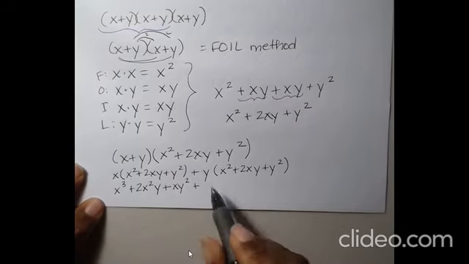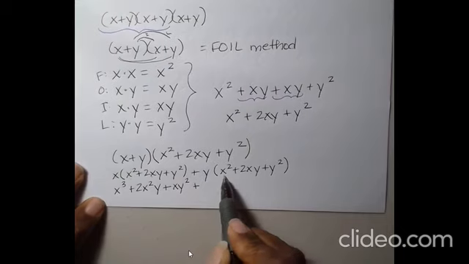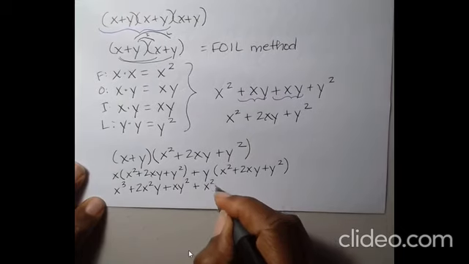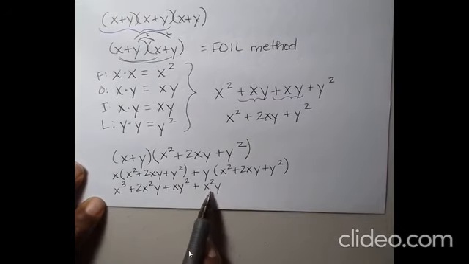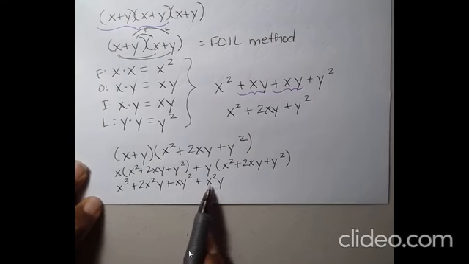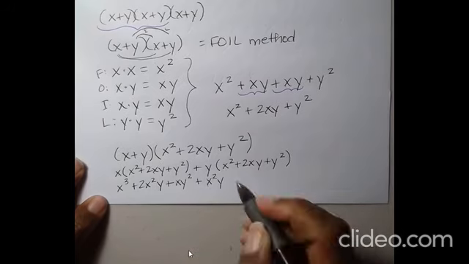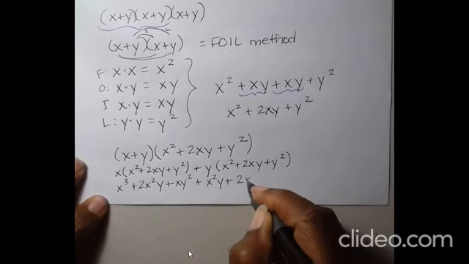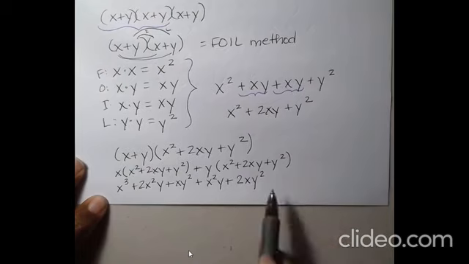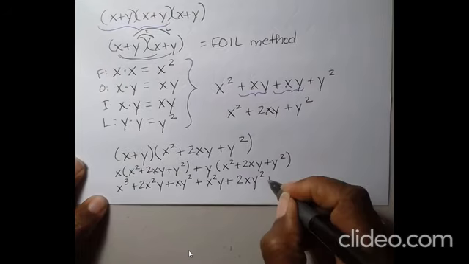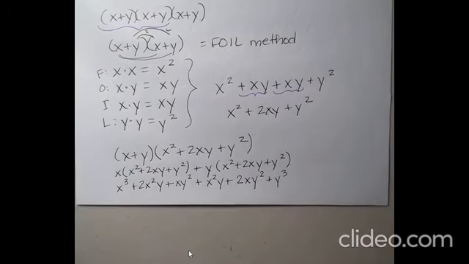Now we're distributing the second. Y times x squared is x squared y. Notice I'm putting the x's first because that's the proper way: you put the alphabetical term or variable first. So x comes before y. Then you have y times 2xy. So this is 2xy squared. And then y times y squared is plus y cubed.